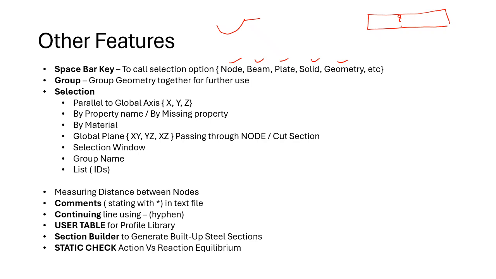In the utilities there is an option to calculate the distance between nodes, and when you want to remove all the distances, there is also an option to remove them. And in a text file, since you are creating a file and want to communicate your thoughts with others, you can just put a star and write, so that becomes a comment. STAAD will not read this line. And for a continuing line, we put a hyphen, so it will continue reading.